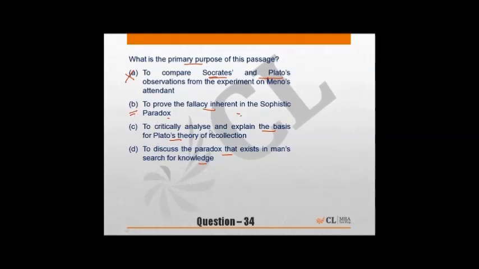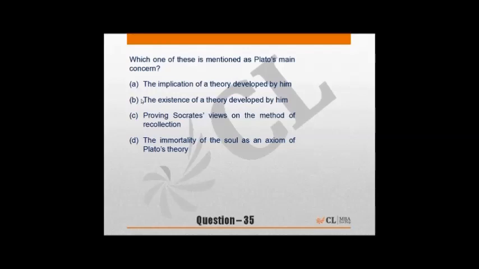Choice C, to critically analyze and explain the basis of Plato's theory of recollection. No. It has used the theory of recollection to check out the sophistic paradox, but has not really explained the basis for Plato's theory of recollection. Choice D, to discuss the paradox that exists in man's search. No, it is not discussing that paradox. It is looking at the specific paradox and using the theory of recollection to prove that it is fallacious. Okay, so the correct answer has to be choice B. Let's move to the next question.